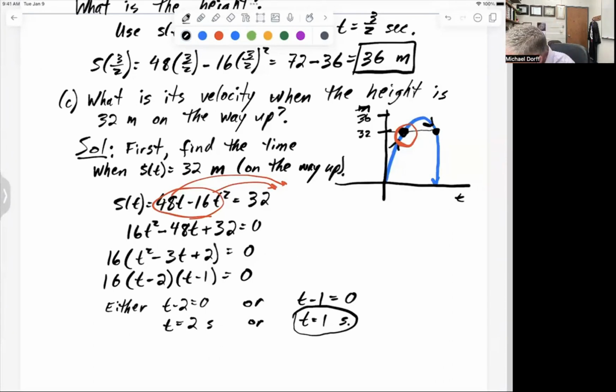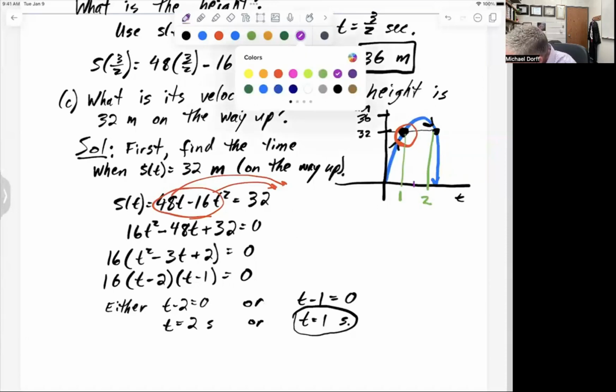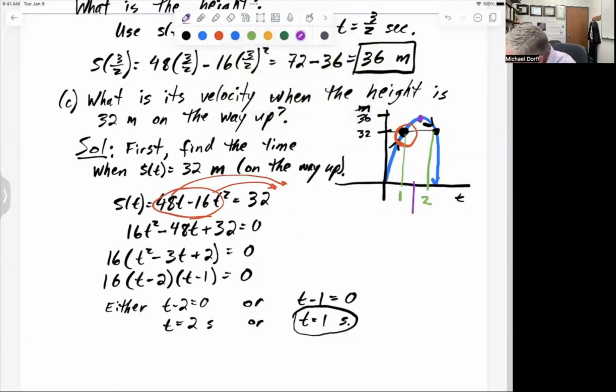So if I go over to my graph here, I'm going to draw this in green. That height here happens at t equals 1, and this height here happens at t equals 2. And if you wanted to, just remember that when it reaches its max here, the max height was at 3/2 seconds. Notice that there's a symmetry here. The 1 and the 2, halfway in between them is the 3/2.